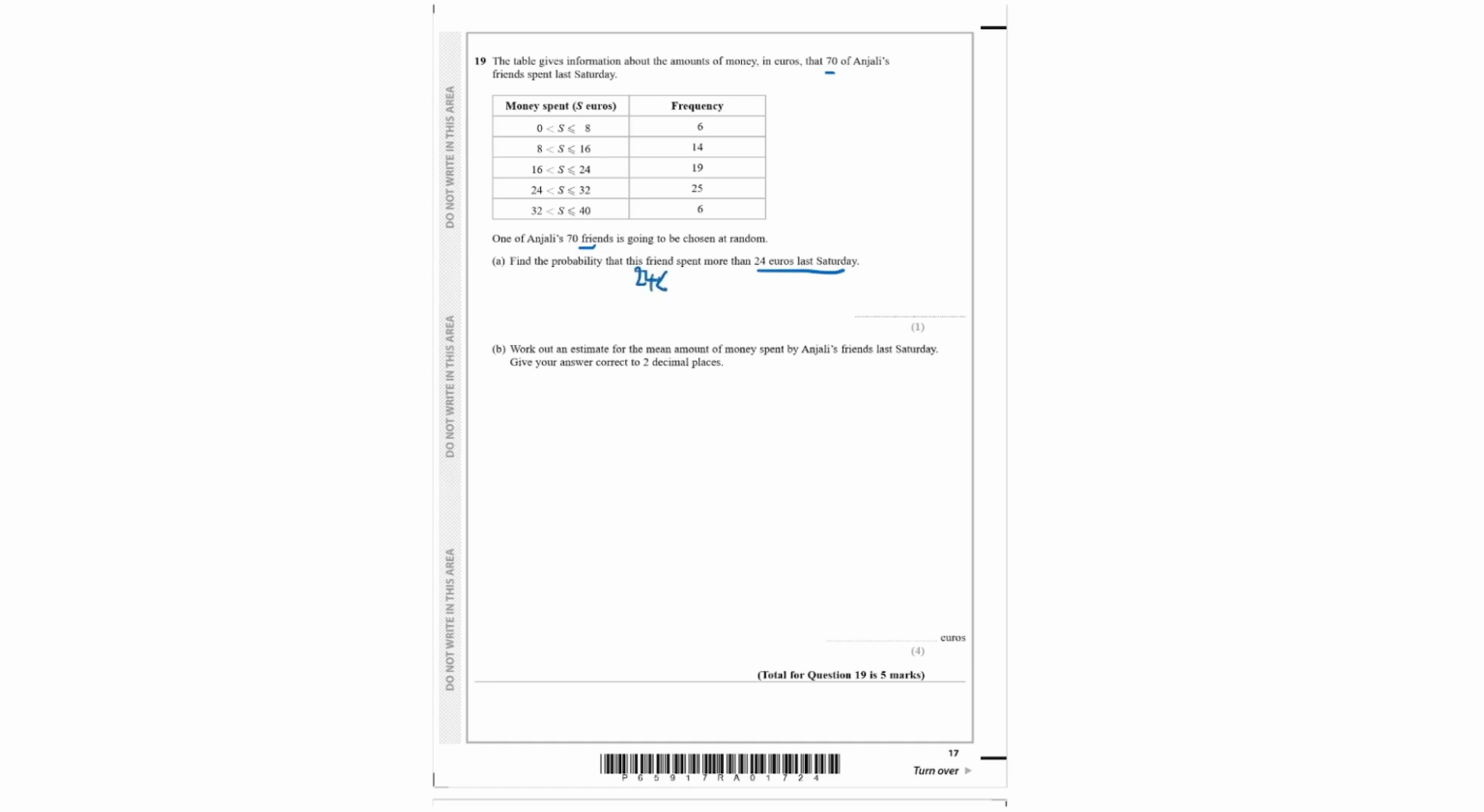So, we can see here that two different ranges fit our answer, since 32 is greater than 24, and since here the next integer after 24 is 25. So it's also saying that here that is spent more than 24 euros. So we can combine these two frequencies. We have 25 plus 6, that gives us 31. And since it's probability, we have to divide it by the total, and that's 70. So we have 31 divided by 70.